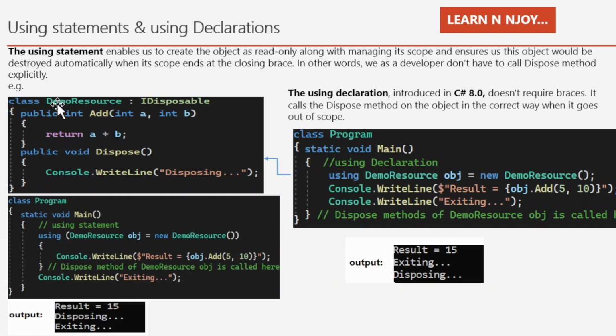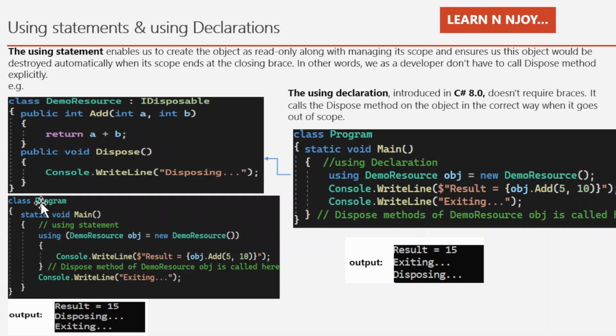There is a class named DemoResource that implements the IDisposable interface. So it has to give an implementation of the Dispose method. That's why the implementation is provided over here. Public void Dispose. Inside that I have just written Console.WriteLine("Disposing"). This DemoResource class has another method, Add method, that accepts two input parameters, int a, int b, and then it performs the addition operation and returns the result of the int data type.